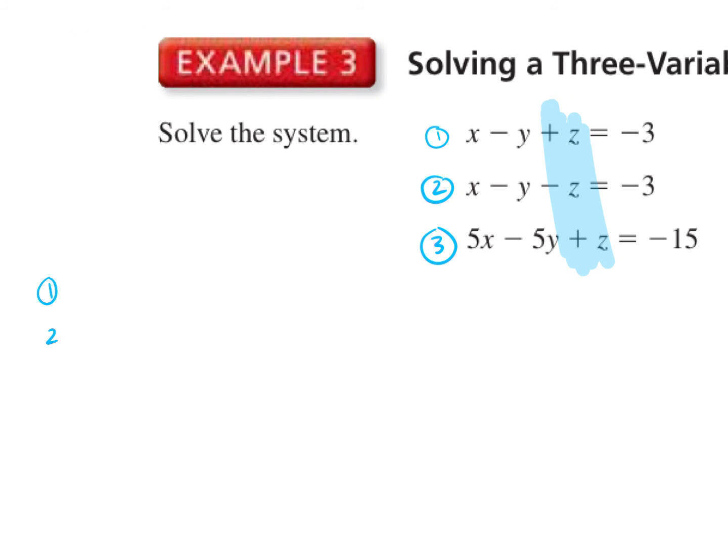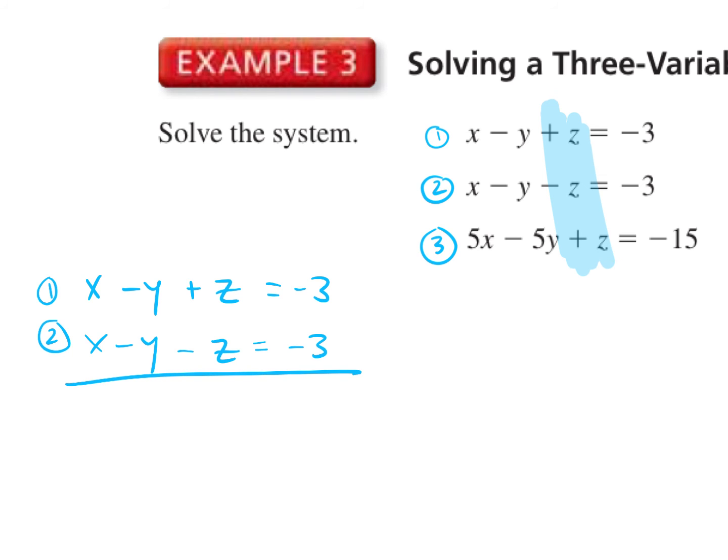Which two equations do you want to work with first? Awesome. 1 and 2. So 1 is x minus y plus z is equal to negative 3. And 2 is x minus y minus z is equal to negative 3. Do my z's cancel out? Yep, so I don't need to multiply anything to start because they already cancel.